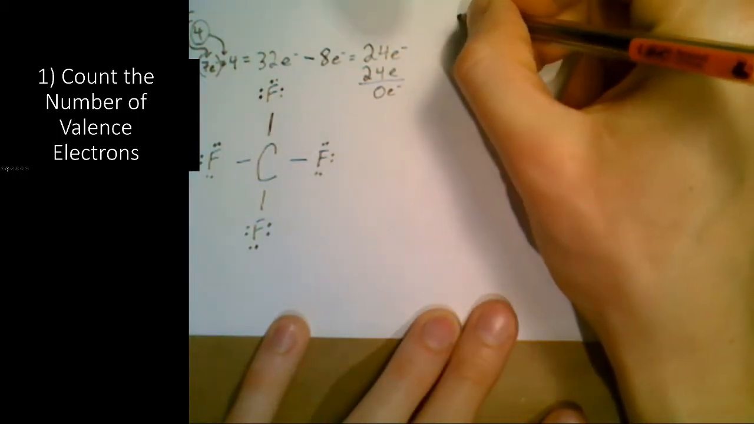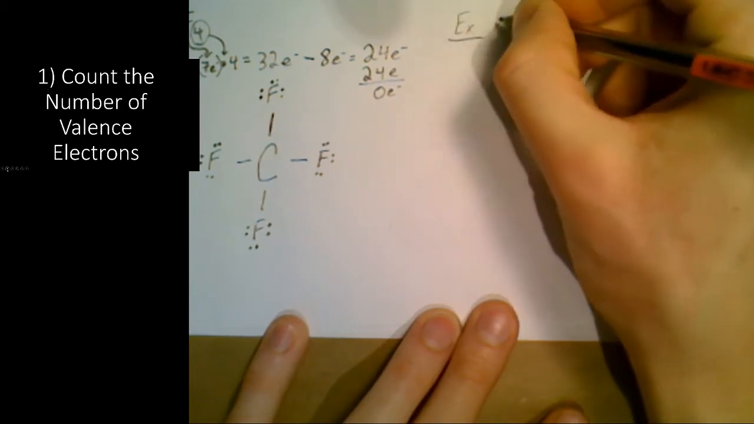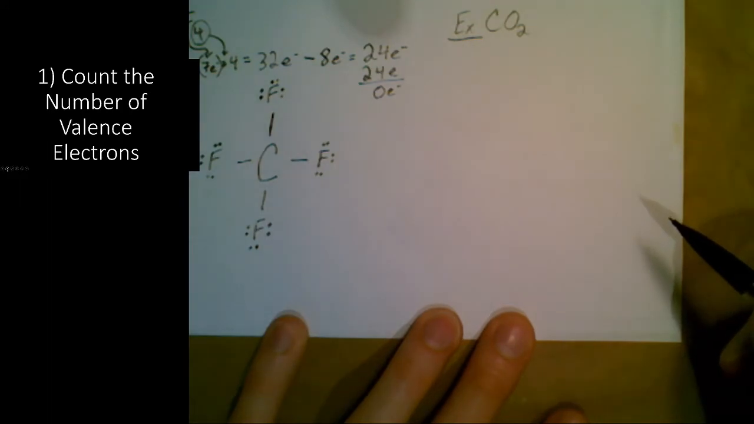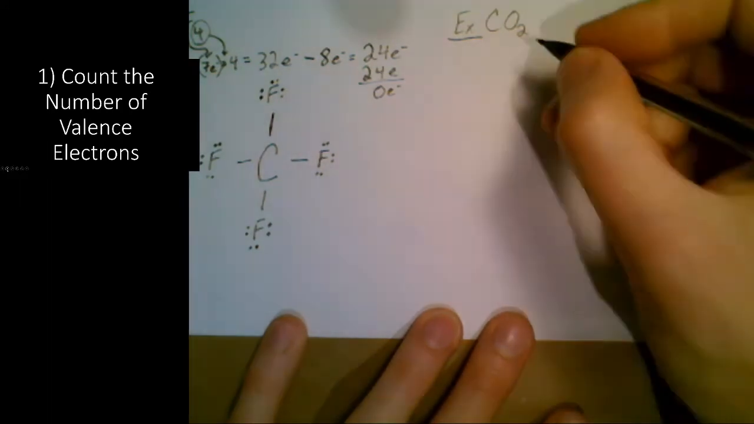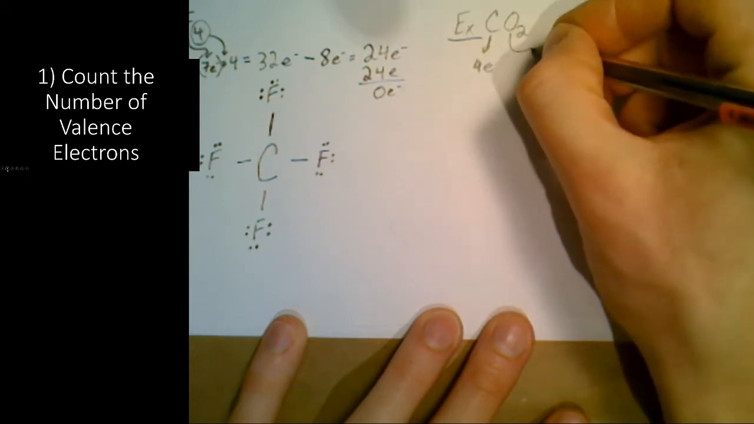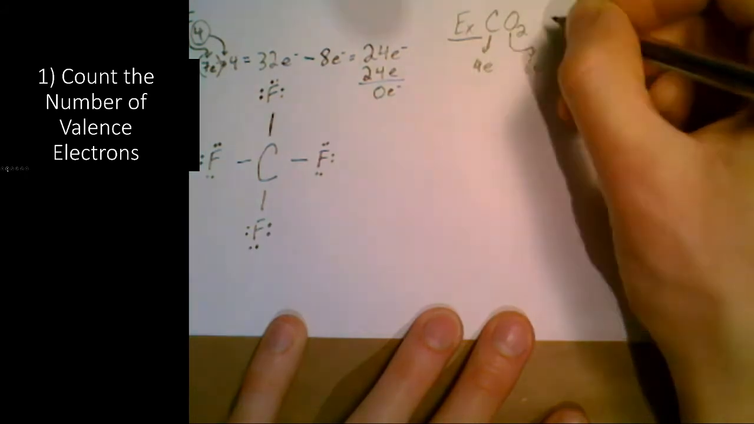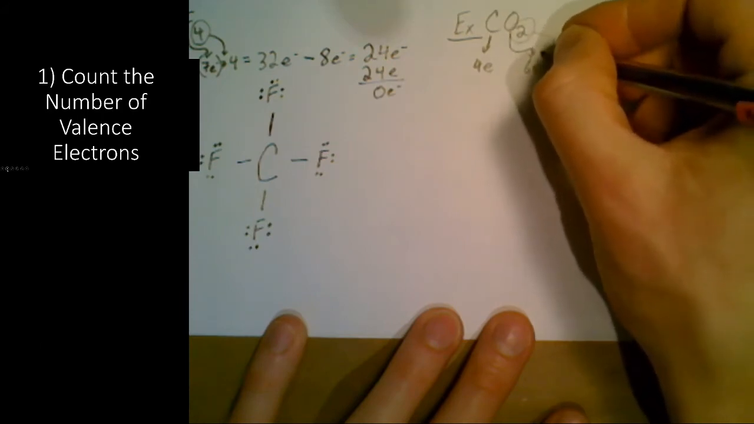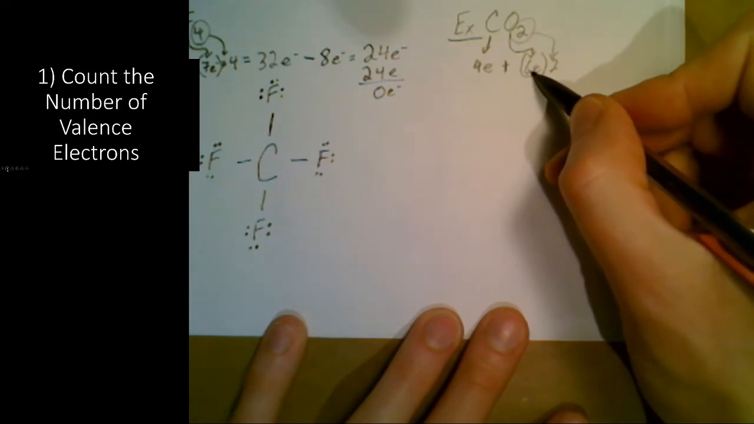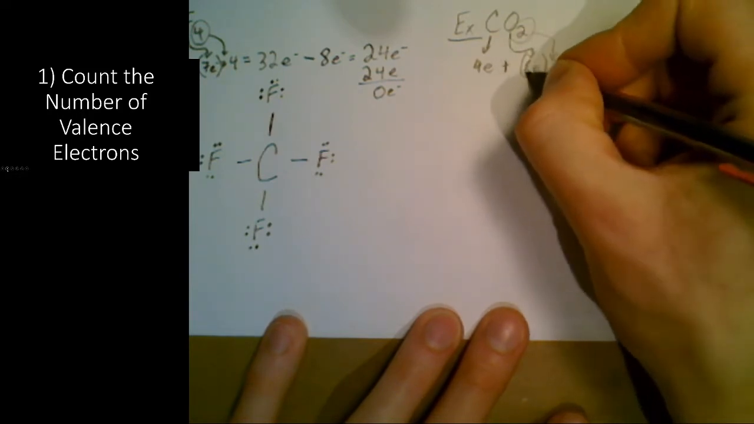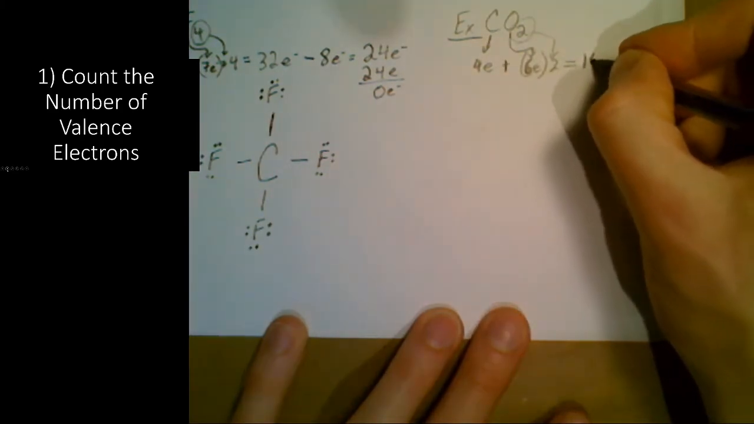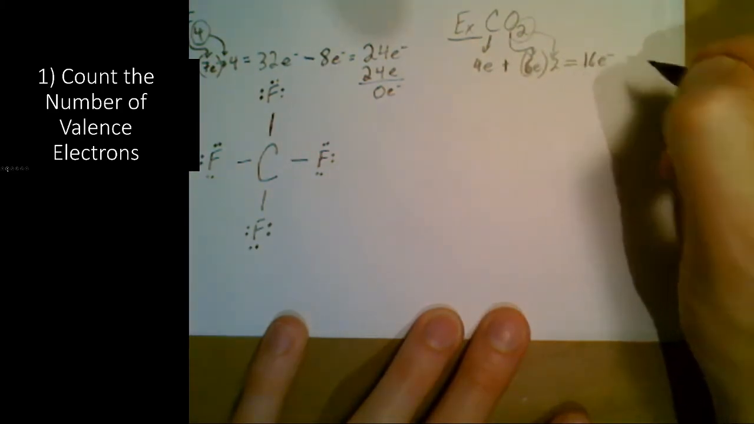This time our example is going to be carbon dioxide. And so the same steps as last time: count your valence electrons. Carbon has 4 valence electrons. Oxygen has 6 valence electrons, and there are 2 oxygens. So that's 12 valence electrons just from the oxygens alone, plus another 4 gives us 16 valence electrons.